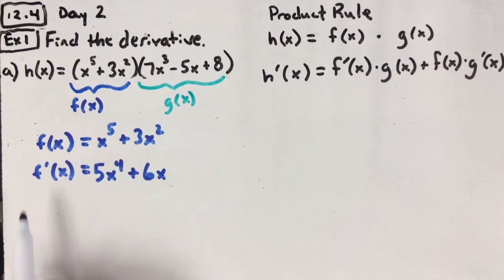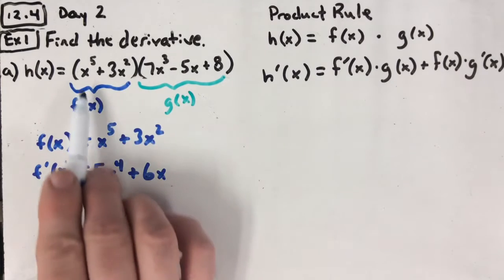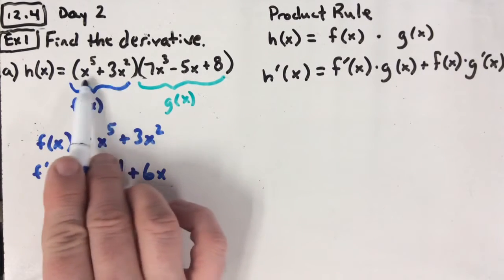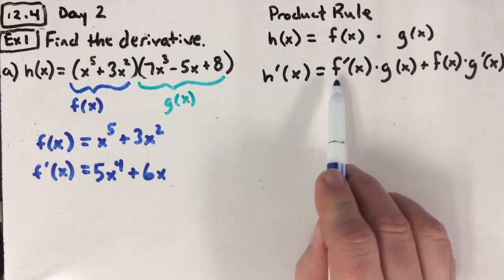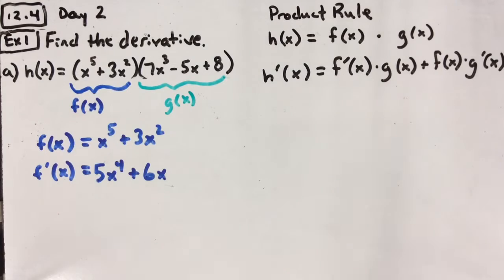So the derivative of function f, the derivative of this set of parentheses here, is 5x to the 4th plus 6x. And we're going to take that and we're going to put that in here for f prime of x in the formula.